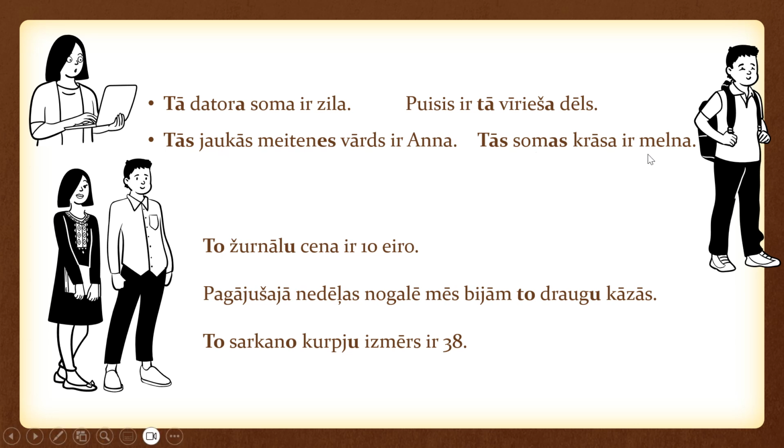Tās somas krāsa ir melna. Then you can say the color is black of that bag, or that bag's color is black. Tās somas, the genitive forms. Plural: To žurnālu cena ir 10 eiro. So the price of those magazines is 10 euros.